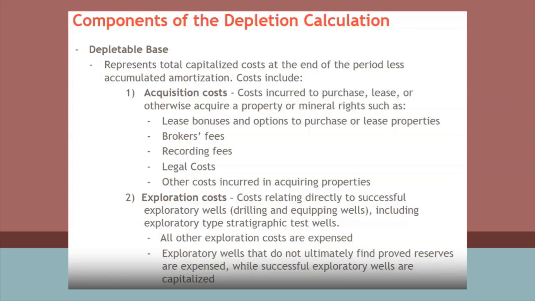And here's our very key point. Exploratory wells that do not ultimately find proved reserves are expensed, while successful exploratory wells are capitalized. So if it ends up being a dry hole exploratory well, you're just going to go ahead and expense that immediately.